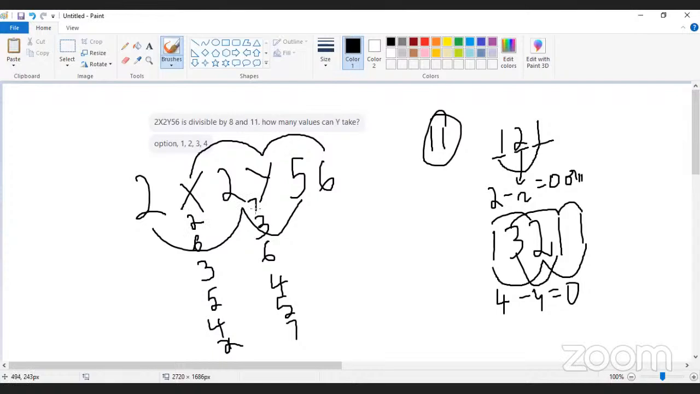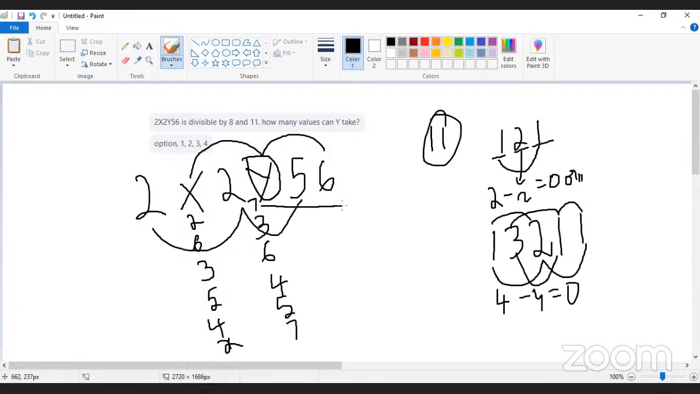Is that correct? In the place of x and y. Am I correct? Yes or no? Yes, sir. Okay. Now, in the place of y, it should be a number which is also divisible by 8.